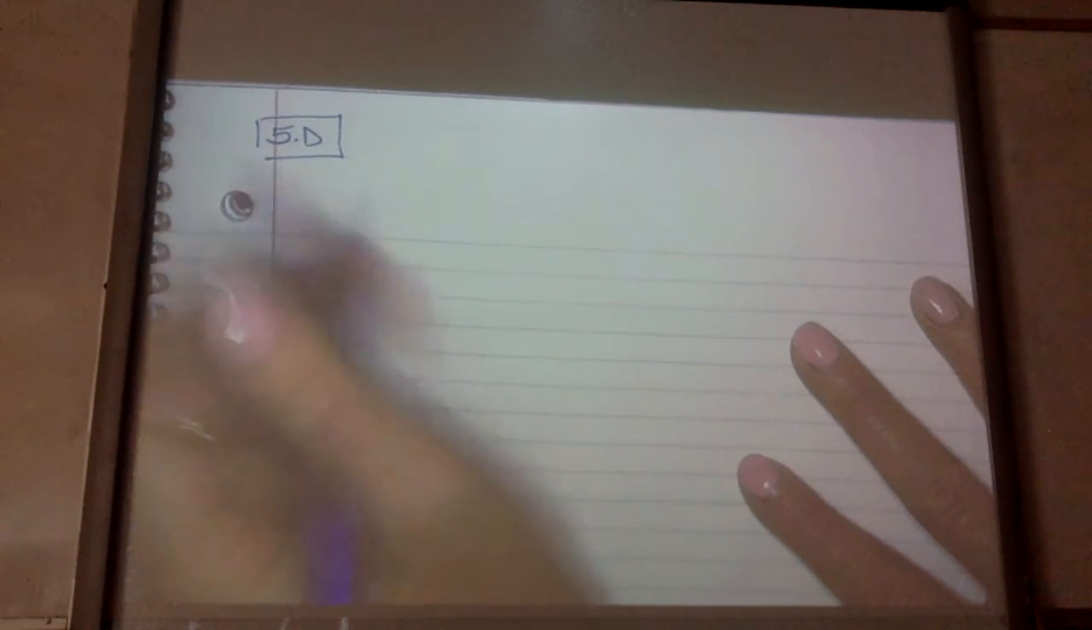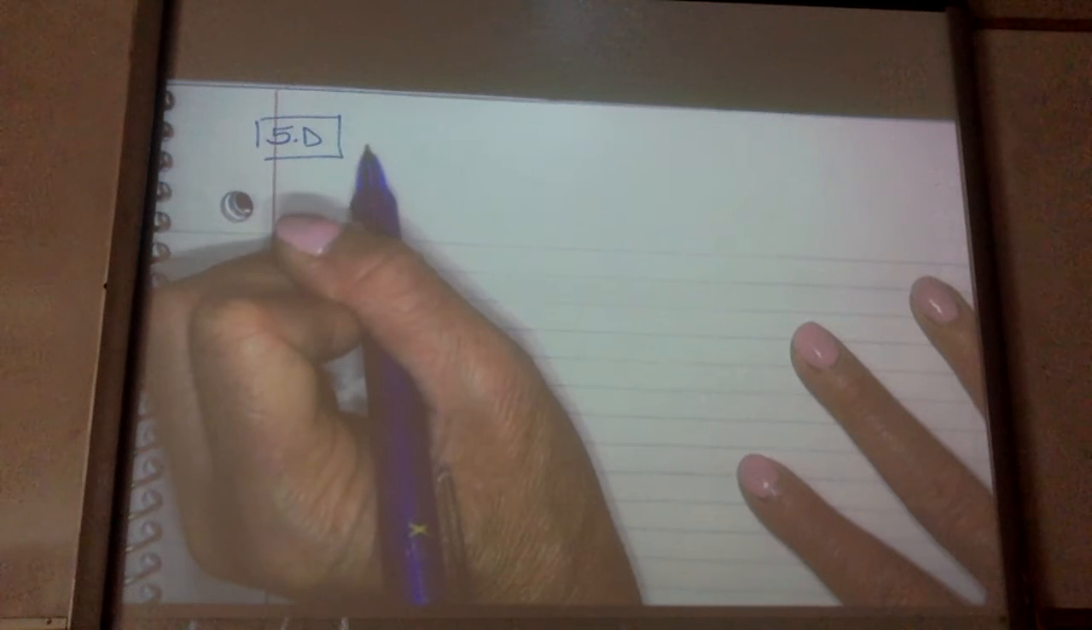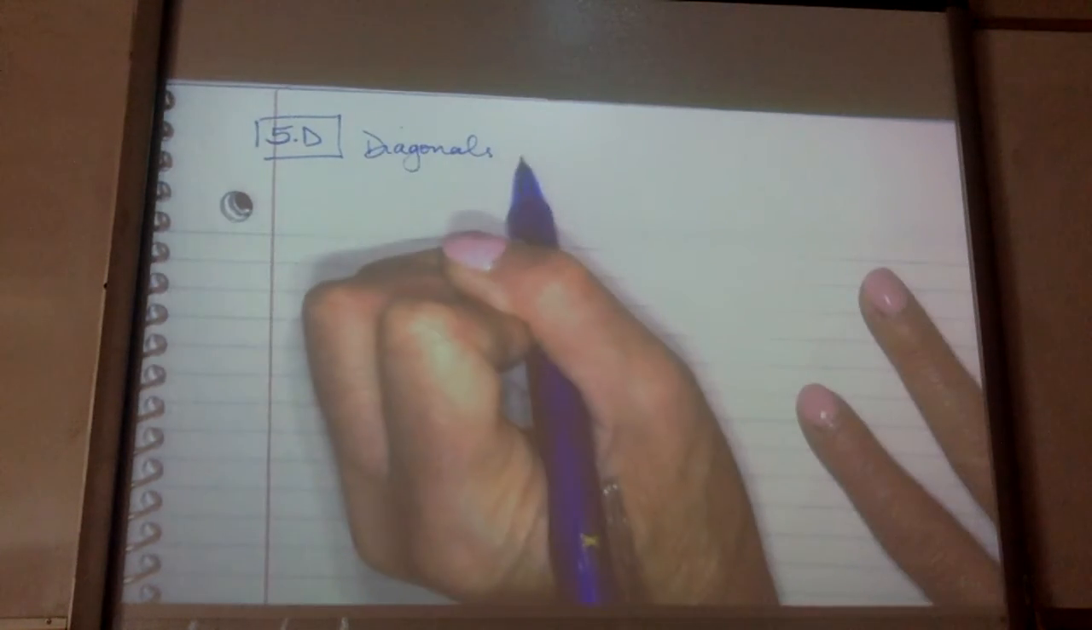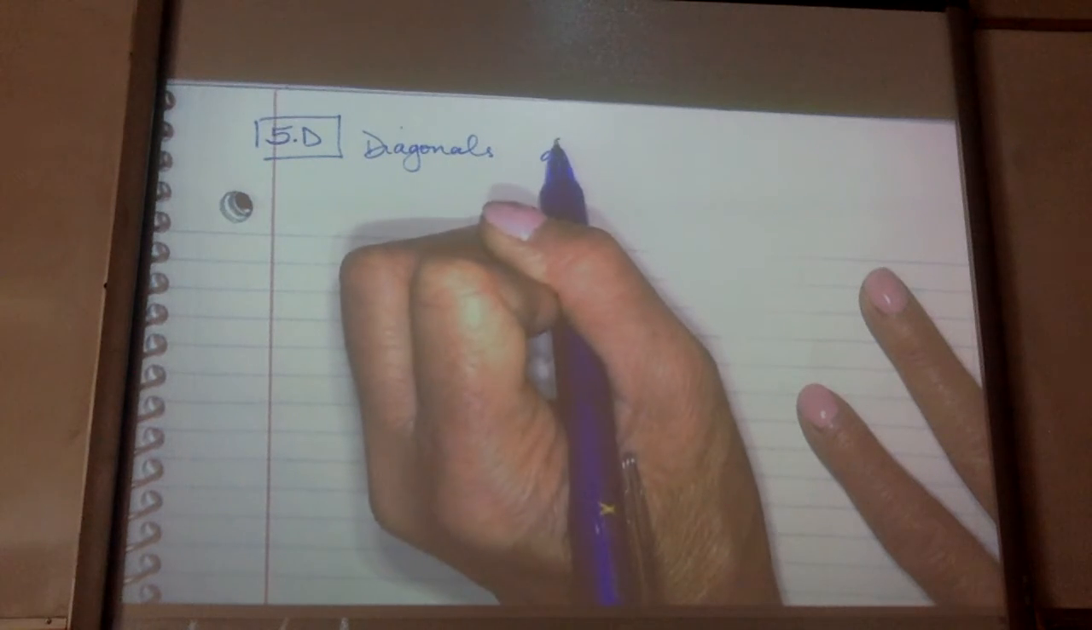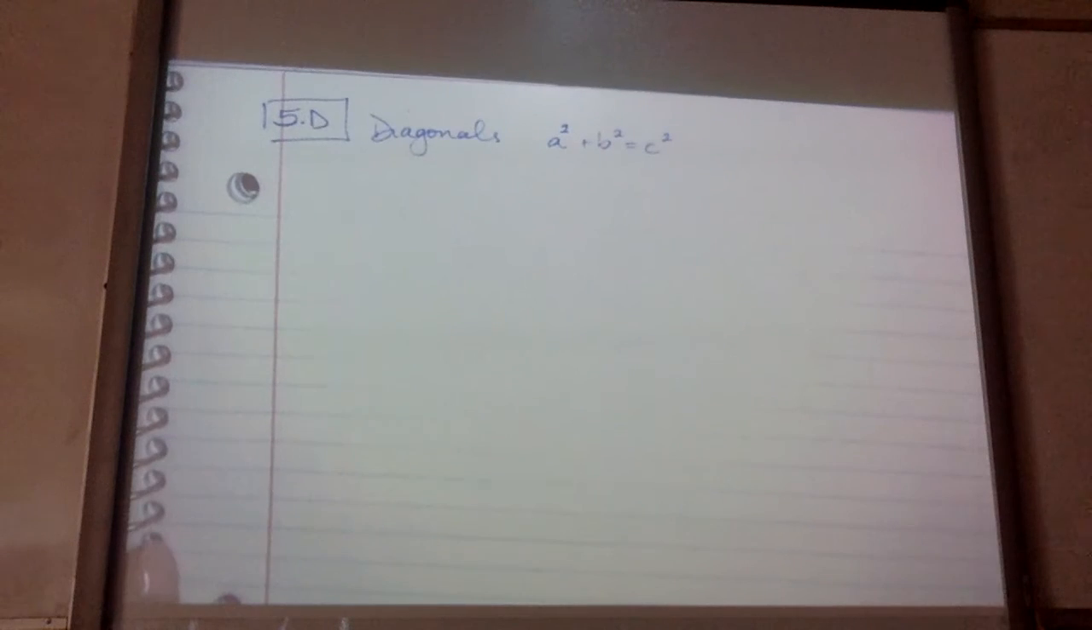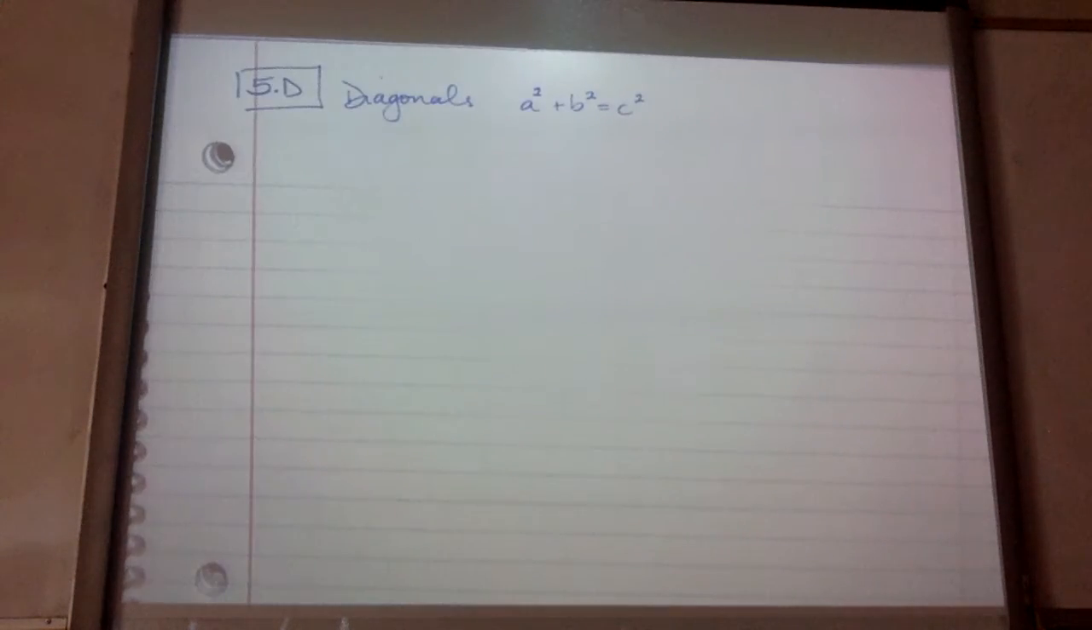5.d, I'm only going to do one problem. Don't worry, I won't torture you. So 5.d is on finding the diagonals of figures. So a squared plus b squared equals c squared. We know that, but that is review.